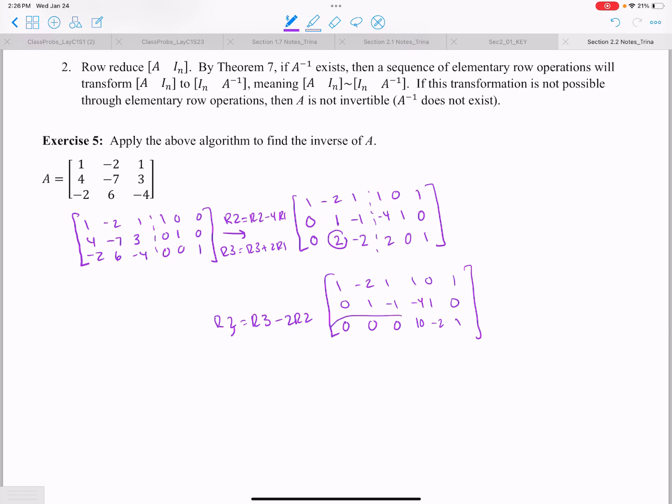At this point, I realize I cannot get the identity, which tells me A inverse does not exist. So again, just to repeat, once you get the identity on this side, whatever you're left with over here would be A inverse. If you can't get the identity on the left, then the inverse does not exist.